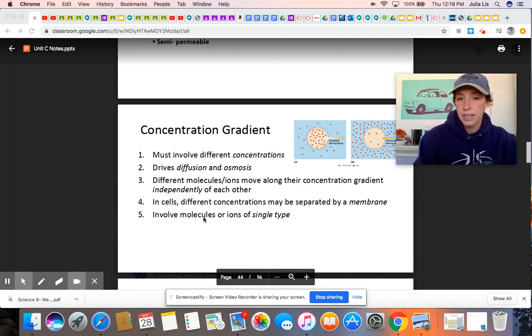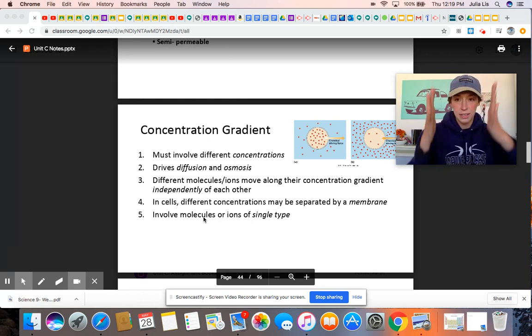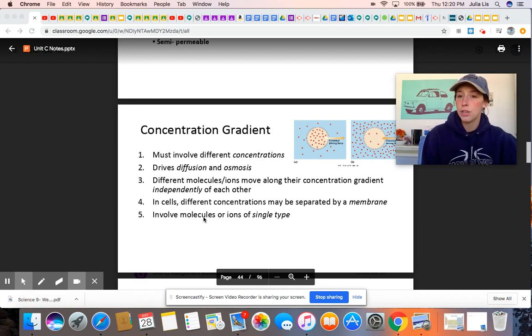So some characteristics of your concentration gradient: it must involve different concentrations in order for us to create this invisible boundary. It drives diffusion and osmosis. What that means is that because diffusion is passive and so is osmosis, which I'll talk about, these particles and substances are always going to move across a concentration gradient. They're always going to move from high to low. That difference in concentration is important because it dictates the movement of those particles.